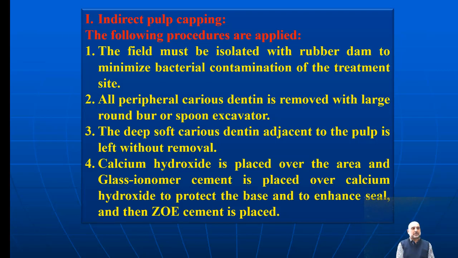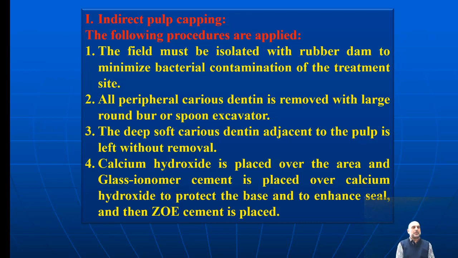This is protective area, not sealing area. The wall, we must clean all of it, but the deep area adjacent to the pulp must be left, not removed, to protect the pulp. Calcium hydroxide is placed over the area, and glass ionomer cement is placed over calcium hydroxide to protect the base and enhance sealing, and zinc oxide cement is placed, or direct restoration.